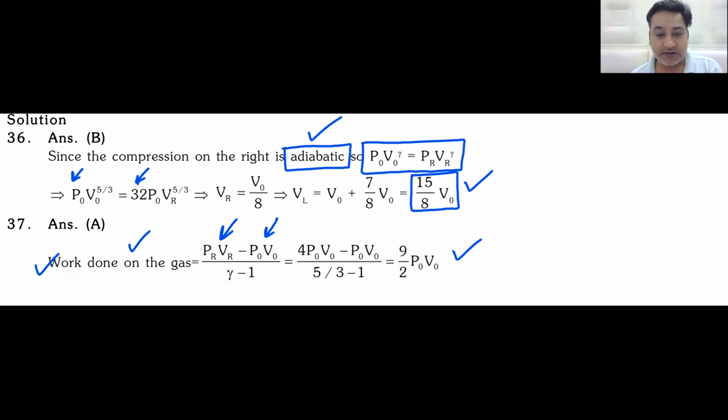Okay. Now comes the third part. What is the change in internal energy for the left hand side? How do you get this?